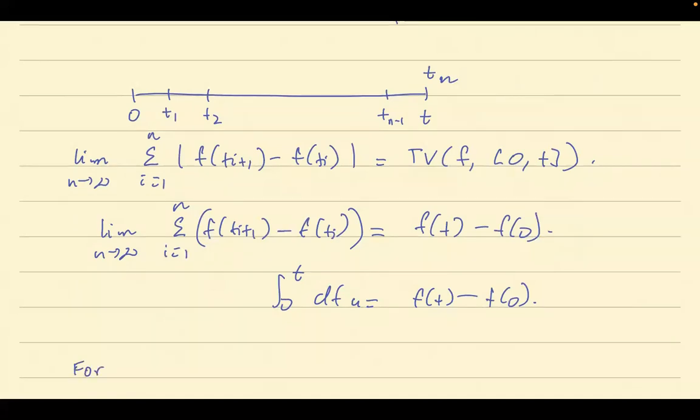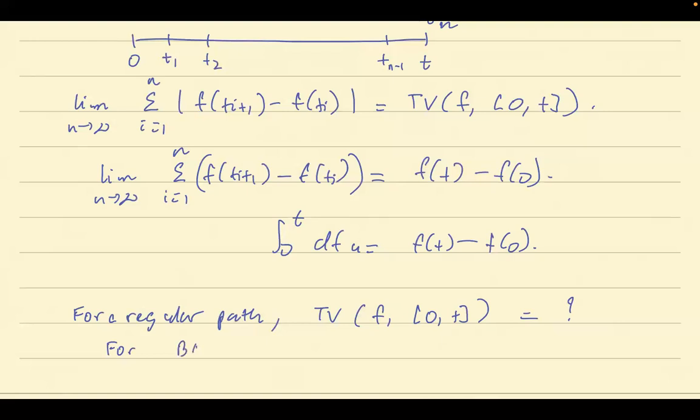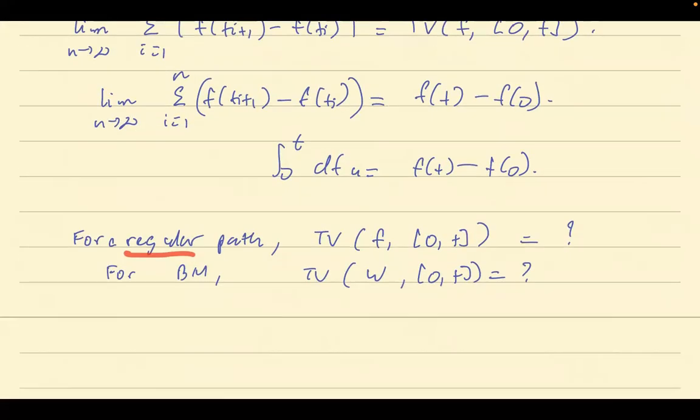So for a regular process, the total variation of that thing on 0 to t is, let me see if you can guess. And for Brownian motion, the total variation of the Brownian motion is, can you guess these two objects? By regular, I hope you know what I mean. By regular, I mean smooth, that kind of thing, not too bad.